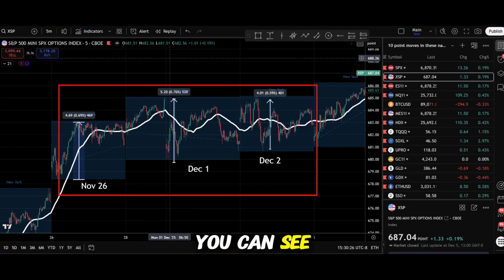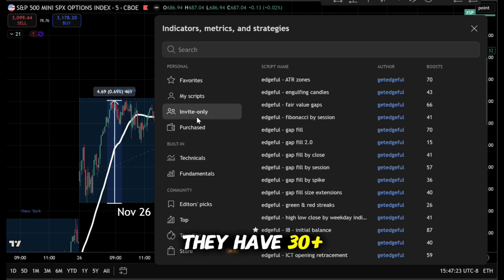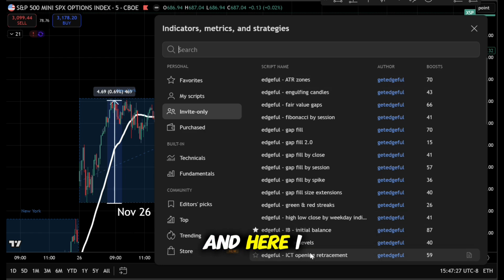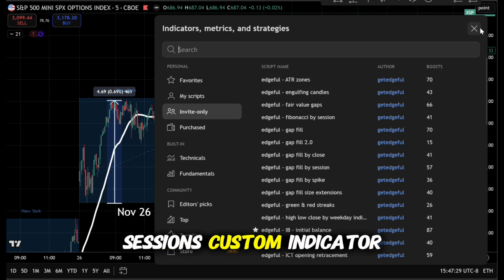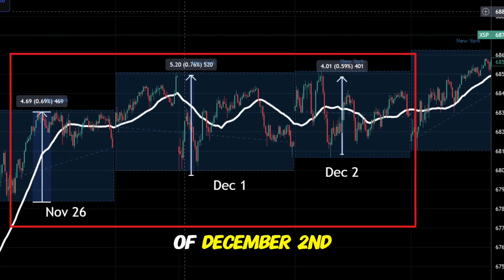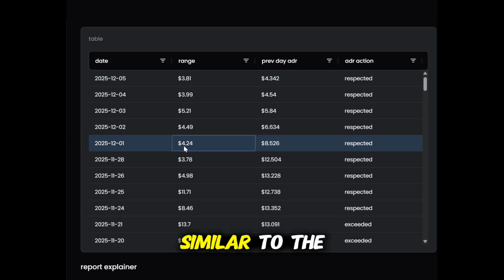On the chart, you can see the New York session on the XSP via Edgeful TradingView indicators. They have 30+ custom indicators available to subscribers, and here I am using their market sessions custom indicator. My expectation going into the morning of December 2nd was that price action would remain contained, similar to the prior day, and finish within roughly a 5-point range.